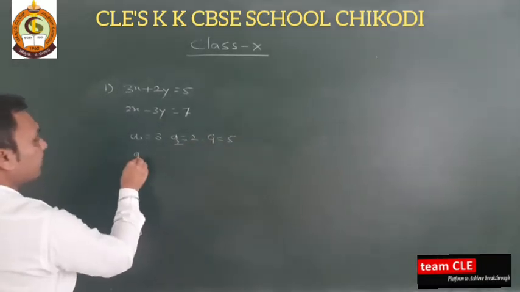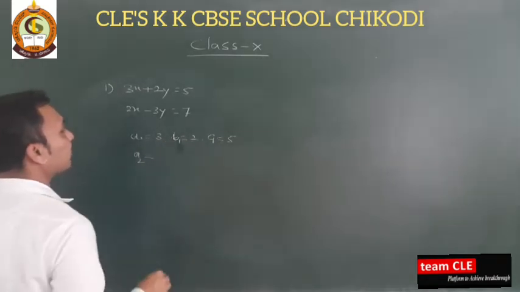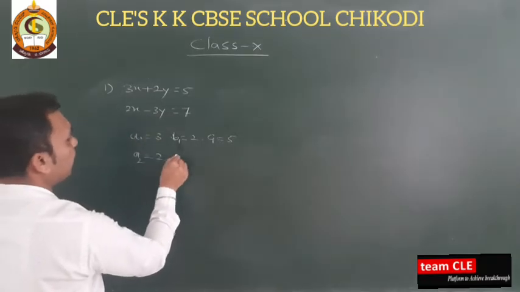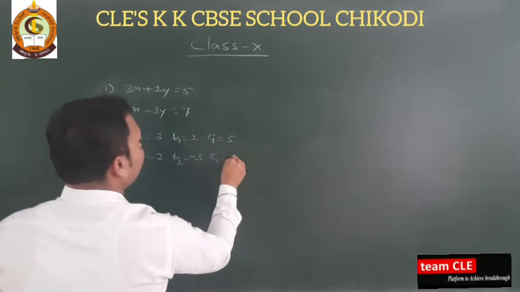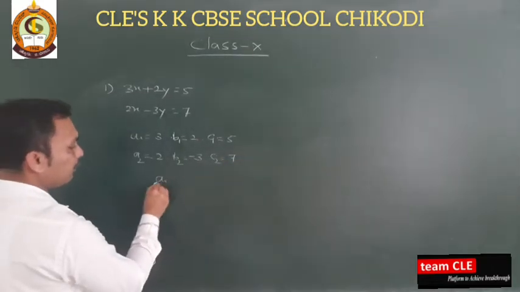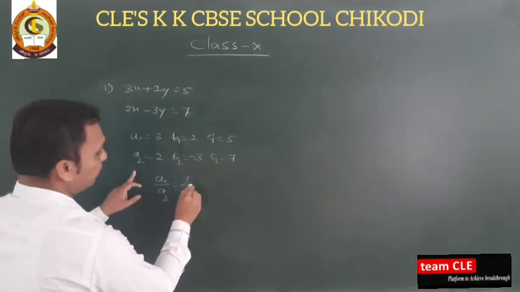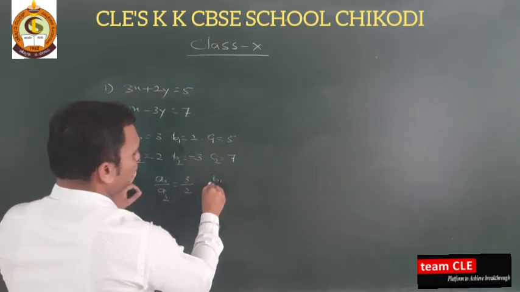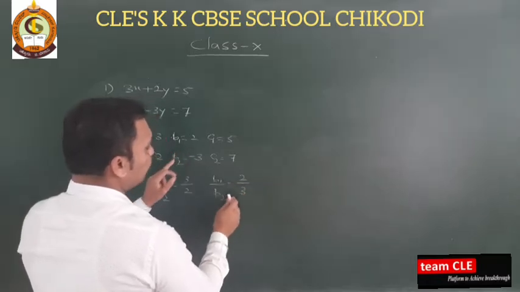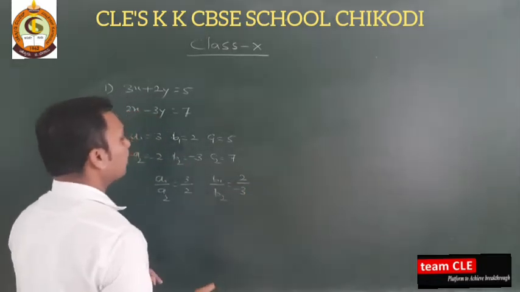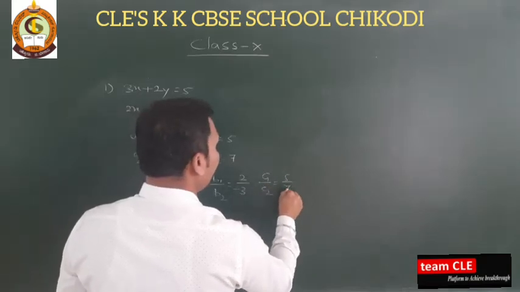Next, A2 we have 2, B2 we have minus 3, C2 we have 7. Now again, A1 by A2: A1 we have 3, A2 we have 2, so 3 by 2. Next B1 by B2: B1 we have 2 and B2 we have minus 3. Next C1 by C2, so this is 5 by 7.